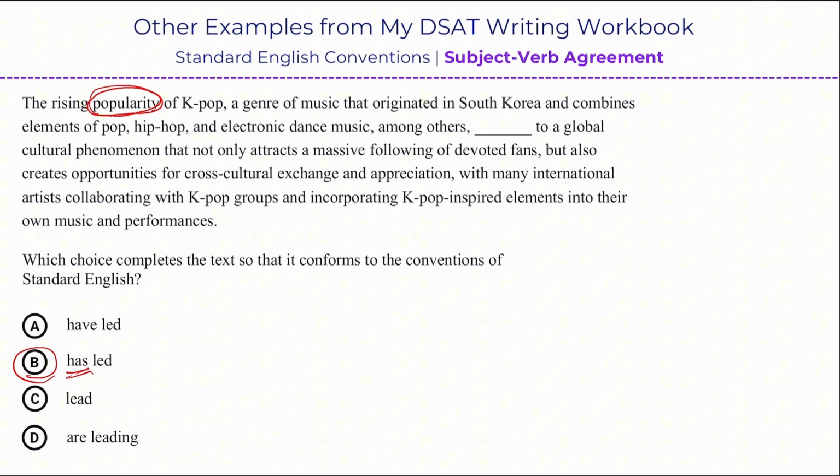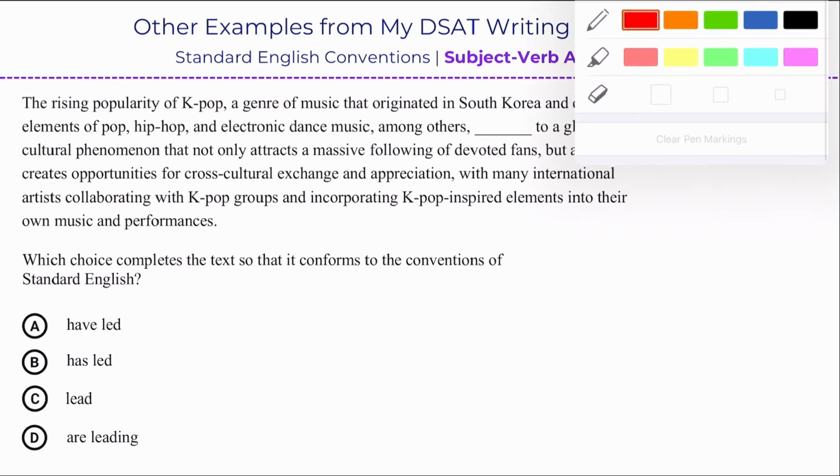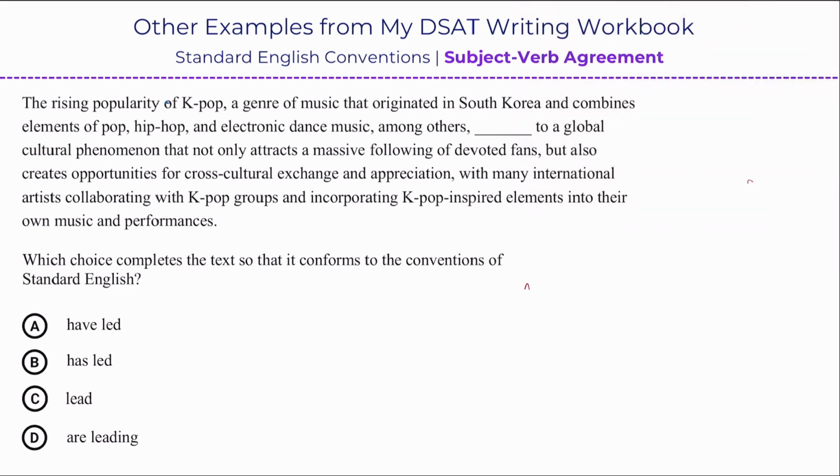Remember that the subject of a verb can never be found inside of modifiers and non-essential information, right? So as I'm reading, I notice that of K-pop is a prepositional phrase, and then I have this non-essential information. I know that anything in here is not going to be the main subject of the sentence, right? So I'm just mentally crossing it out, or just determining where it ends.